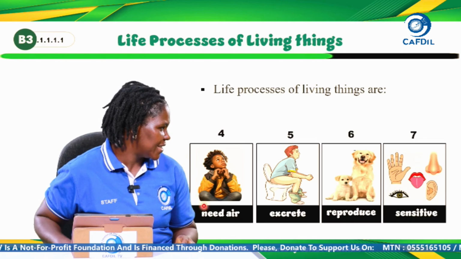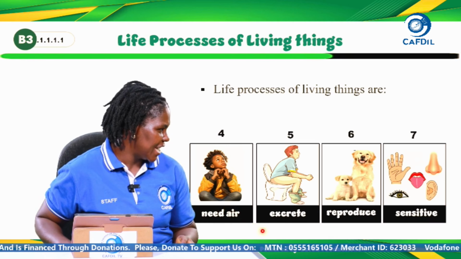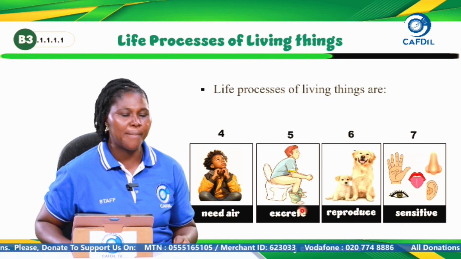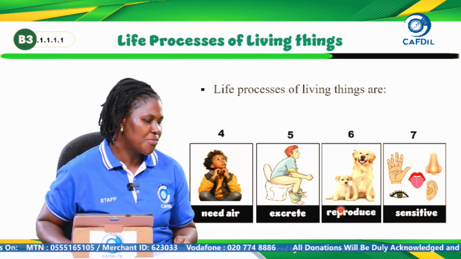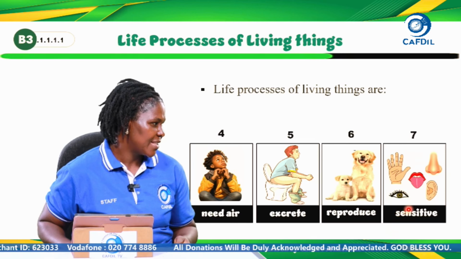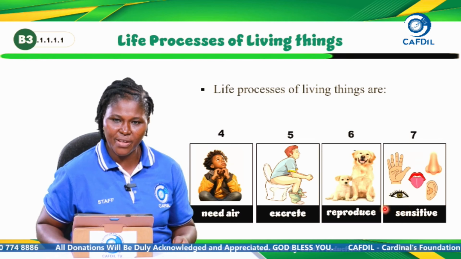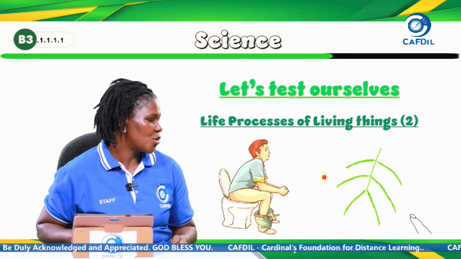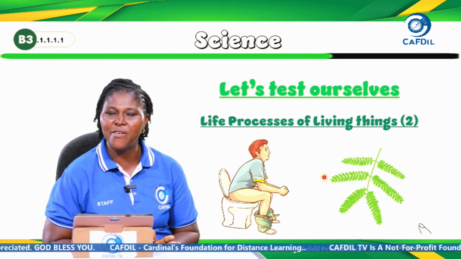The fourth one is they need air, as we talked about today, respiration. And they excrete, they remove waste from their bodies. And then we talked about this one, to reproduce. They produce their young ones. And then sensitivity. So we have 7 life processes of living things that we have talked about in our lesson. Good. So we are coming to test ourselves on life processes of living things.